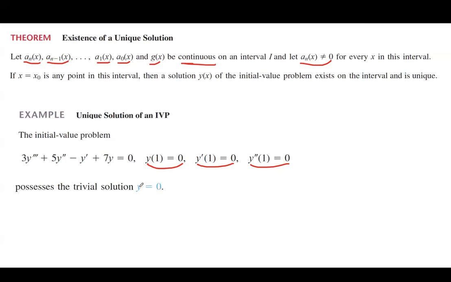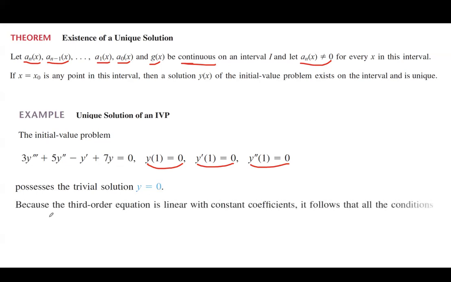If I take the first derivative of 0, it is 0. The second derivative of 0 is 0. The third derivative of 0 is 0. So if I plug in, 0 plus 0 minus 0 plus 0 is indeed equal to 0. So y equal to 0 satisfies this differential equation.